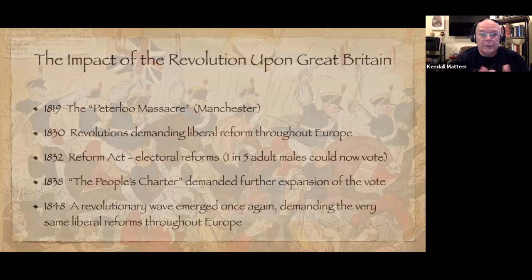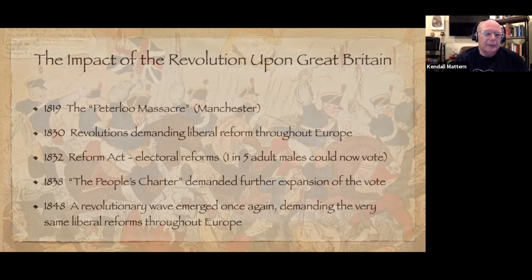Then in 1848, there's another round of violent revolutions on the continent, again, starting in France and going all the way to Russia, and demanding the very same things, because the liberal reforms that were given lip service in the 1830 revolutions to quell the violence never were enforced. And so once again, there's the demand for this change.